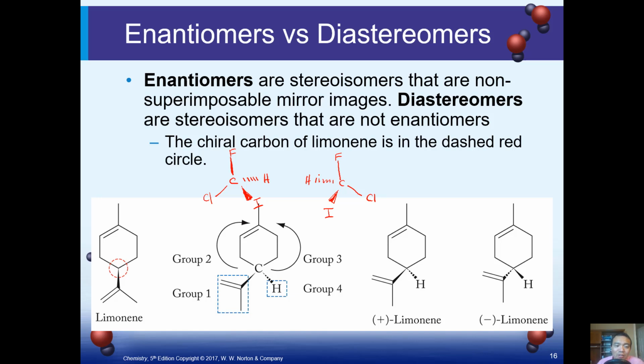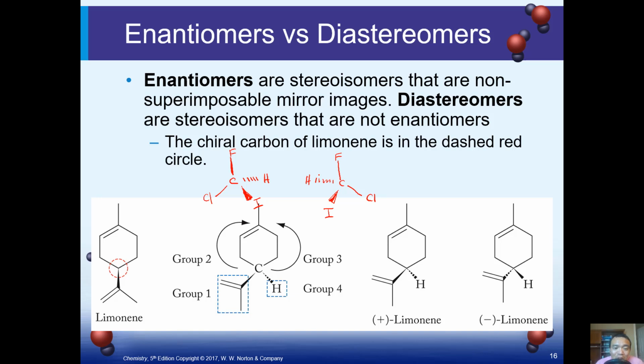When you look at these two molecules, as I just drew over here, and try to superimpose them, you cannot do that. Although the four groups attached to the carbon are the same, if you look at the details, these two are actually mirror images of each other, but you cannot superimpose them. Just like your two hands, they are mirror images of each other.